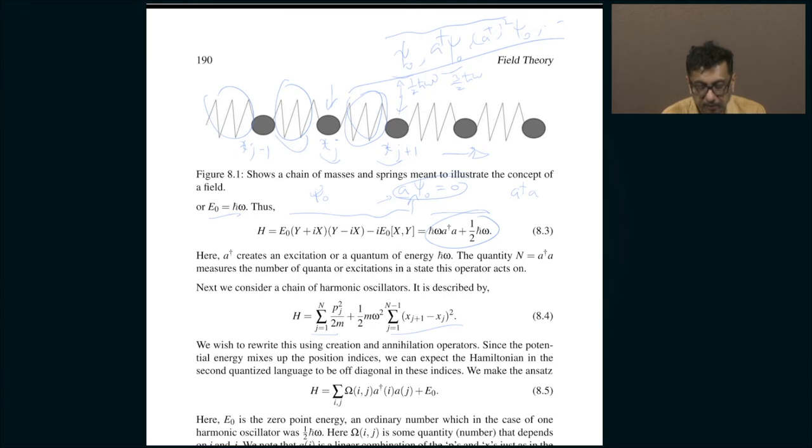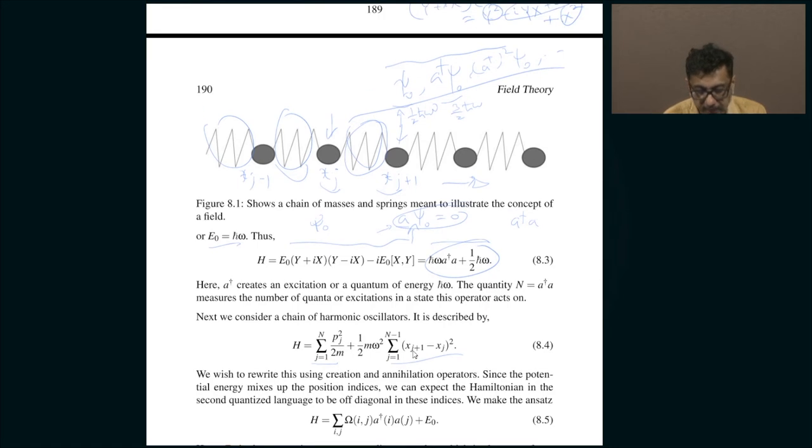And also, because this is all getting mixed up, if I expand this out, I will get xj into xj plus 1 and so on and so forth. So the Hamiltonian of the jth mass is not unrelated to the Hamiltonian of j plus 1. They are all getting mixed up. So I cannot simply write this like this. It would be nice if I could, but I cannot.